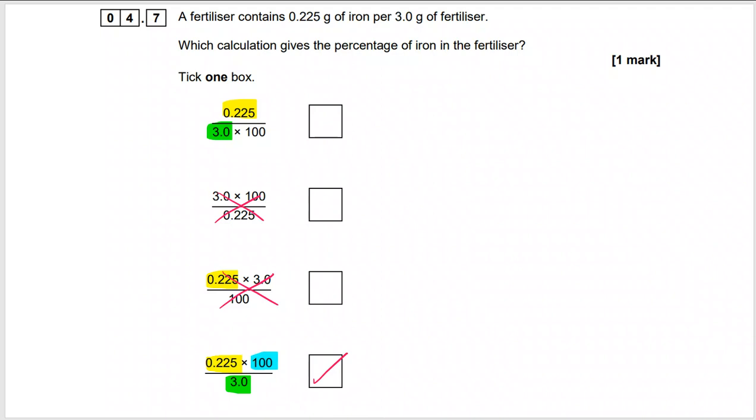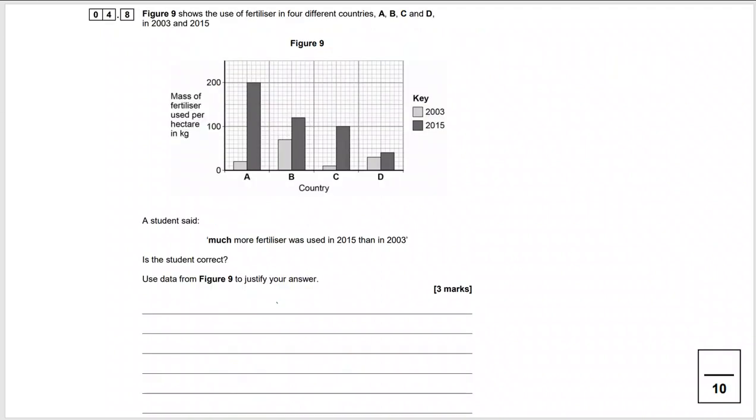And moving on to the final part, 4.8, Figure 9 shows the use of fertilizer in 4 different countries, A, B, C and D. And this is between There's a bar for 2003 and there's a bar for 2015. A student said much more fertilizer was used in 2015 than in 2003. Is the student correct? Use data from figure 9 to justify your answer.